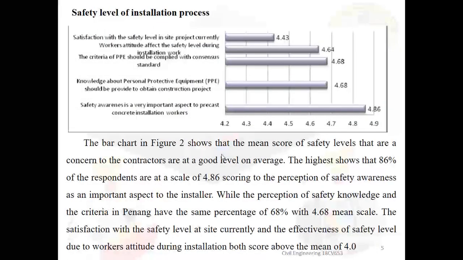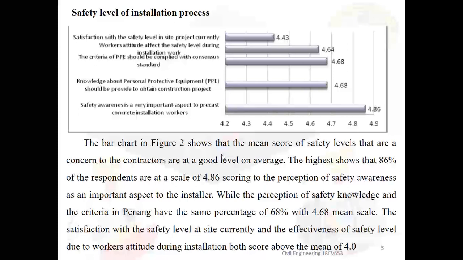So, the safety level of the installation process. Satisfaction with the safety levels in the site project currently, as per the data, was 4.43. Work attitude affected the safety level during the installation work was 4.67. The criteria of PPE should comply with the standard, that was 4.68. Knowledge of PPE should be provided to the construction project workers, so that was also 4.68. Safety awareness is a very important aspect for precast concrete installation workers, so that is 4.86.